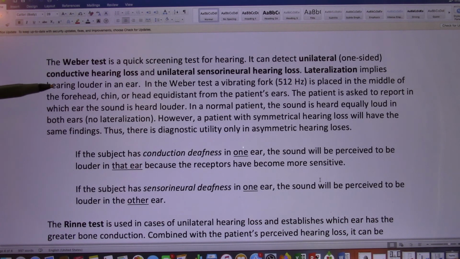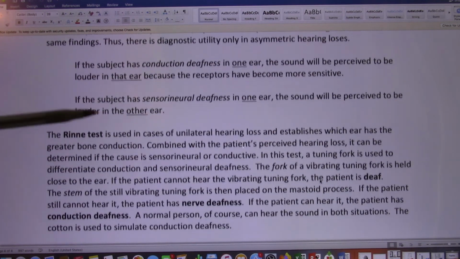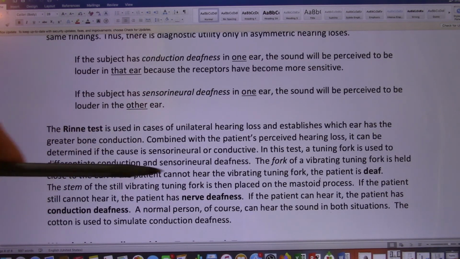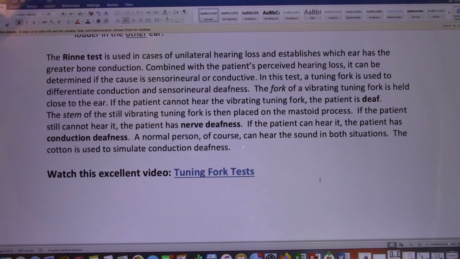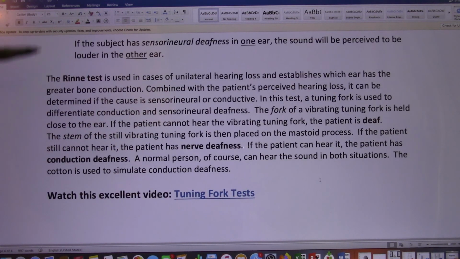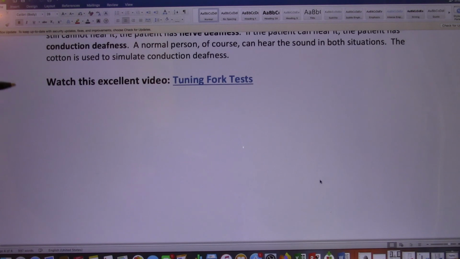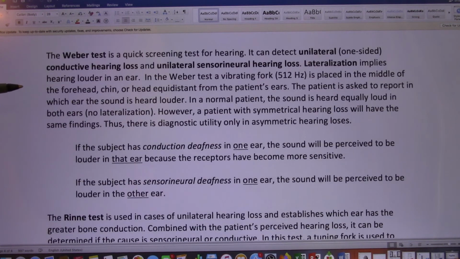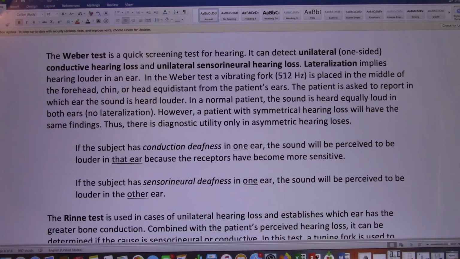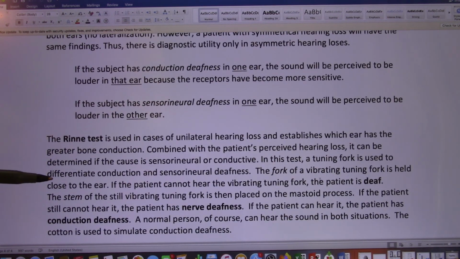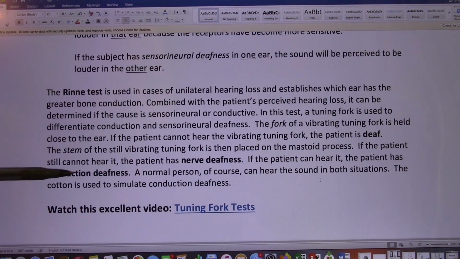This one lets you identify that you have some auditory problem. Then you use the Rinne's test to identify which type it is, nerve or conductive. The video is here, so you can watch this and identify the purpose of each one. Basically the Weber's test identifies whether you have auditory loss or not, and the Rinne's test identifies whether it is neuronal or conductive.